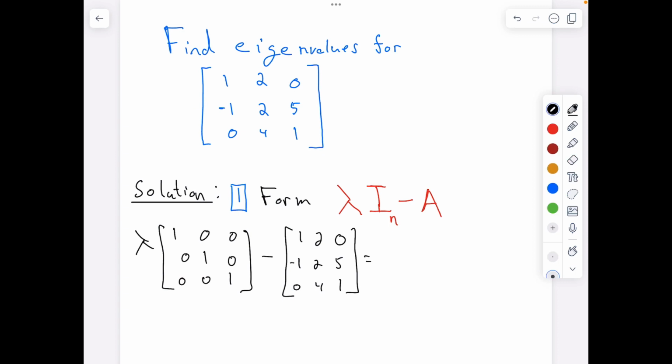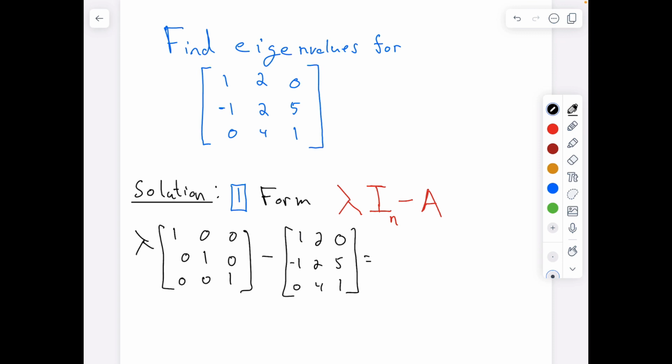All right, hello everyone. So today we're going to find the eigenvalues for the matrix, which has 3 rows and 3 columns. Reading across the rows: 1, 2, 0. Second row is minus 1, 2, 5, and third row is 0, 4, 1. We're basically going to follow a procedure here, which is about 3 steps.